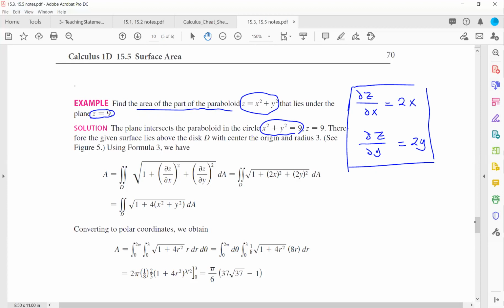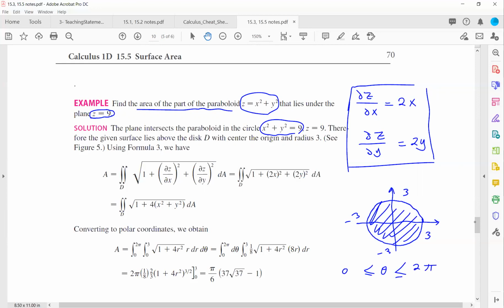So by setting x squared plus y squared equals 9, you actually get a complete solid circle with radius 3. Your theta is between 0 to 2 pi, and your r, as you can see, is between 0 to 3. And again, remember that dA is now r dr d theta.